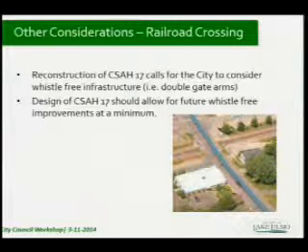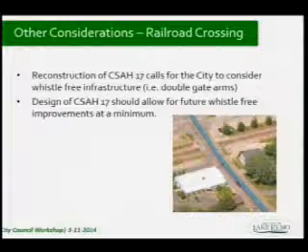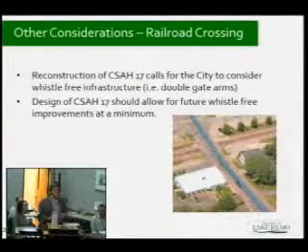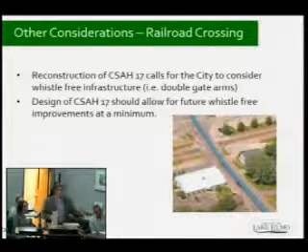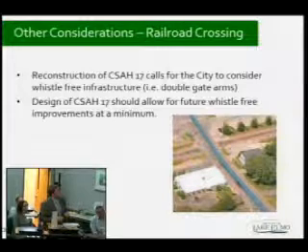The last thing is a railroad crossing. We're just trying to identify what are the key city components of this project. We have gotten lots of inquiries in the past about whistle-free in other areas of the community as well as here. I think the main point here is that if the city ultimately wants to go to whistle-free, that's going to be a city expense. The county's not going to chip in for that.